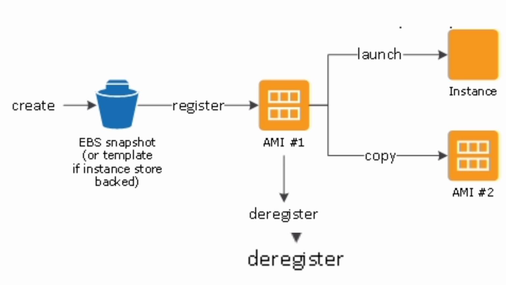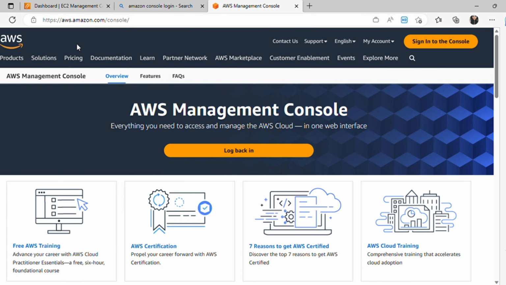So refer to the picture shown here: first of all you'll have to create one template or a snapshot, and you can register that as an AMI. Once an AMI is registered, you can launch instances using that. Once you're done with your requirement, you can deregister your AMI. And to start that, let's move to the Amazon console and sign in with your root account.